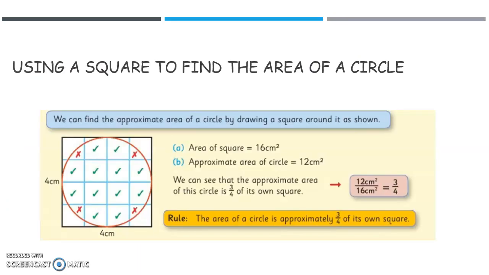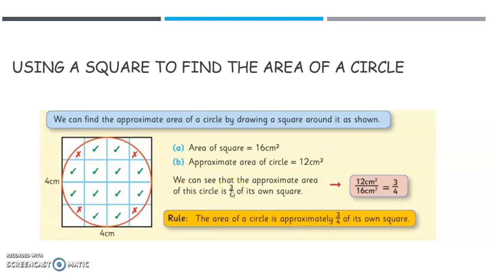Our next method of finding the area of a circle is if we were to draw a square around our circle. So you can see here we've got a square drawn around my circle that has the perimeter of the square just touching off the circumference of the circle. So you can see here it just touches off at each of the sides. The circumference and the perimeter just touch at each of the sides.